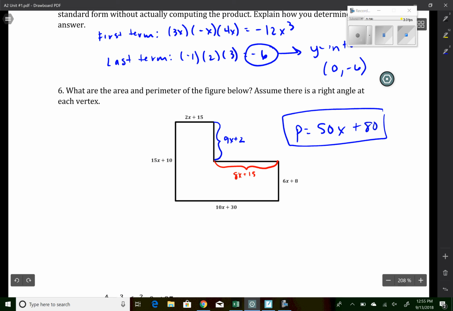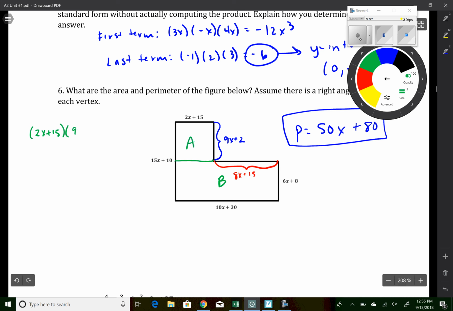Then if we go through and create our area, we're going to separate here. I'm going to make two rectangles, rectangle A and rectangle B. The area of rectangle A is going to be 2x plus 15 times 9x plus 2. The area of rectangle B is going to be 10x plus 30 times 6x plus 8. I'm just doing length times width here, nothing crazy.